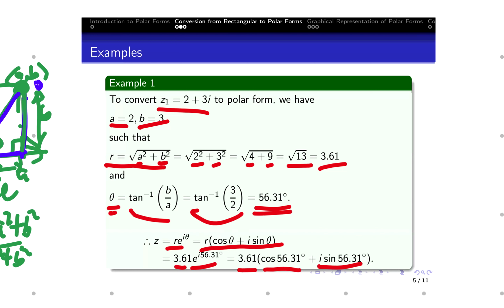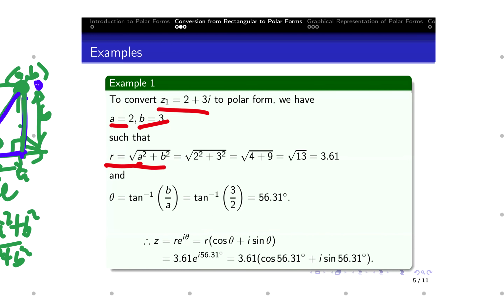Just get your A and B. Then once you get your A and B, you just get R, get theta. And if you want to take it back to this form, it's very simple. Just find the cosine of 56.31 multiplied by 3.61. You're going to get something close to 2, if not exactly 2. And then find sine 56.31. It's more like expanding this, right?